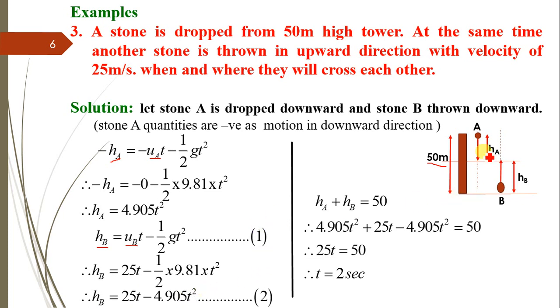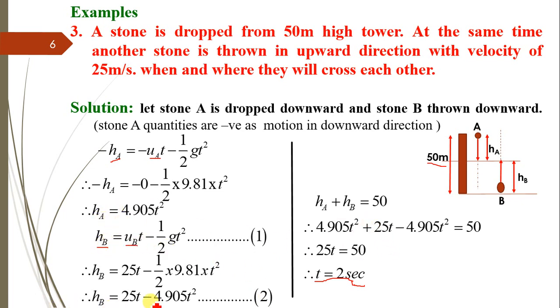Now from the figure it is clearly observed that HA plus HB equals 50 meters. Substituting the values of HA and HB, we get an equation in terms of t, and solving that equation we finally get t equals 2 seconds. That is, after 2 seconds both the stones will cross each other. And where they cross is nothing but the height HA. So HA equals 4.905 into t square, that is 4.905 into 2 square, and we will get the height HA.